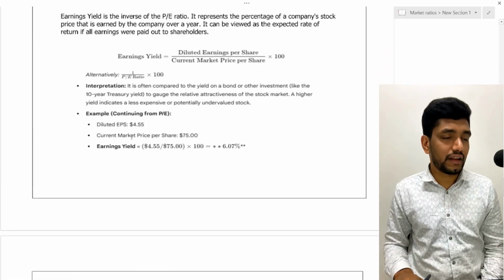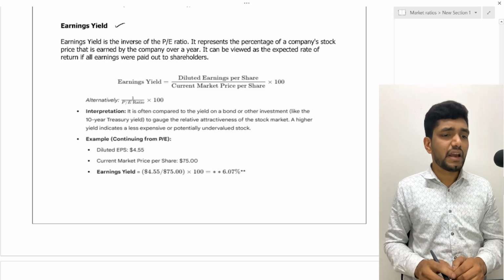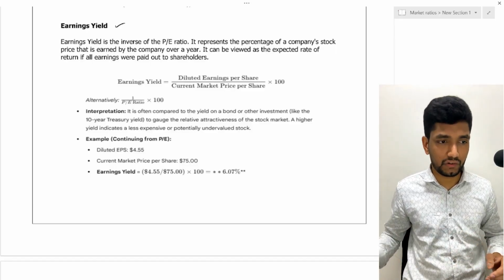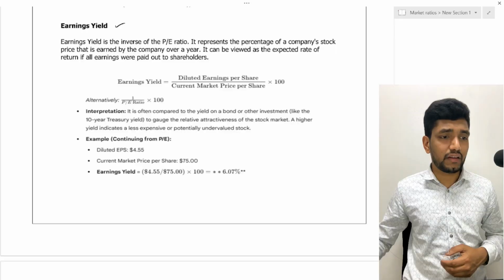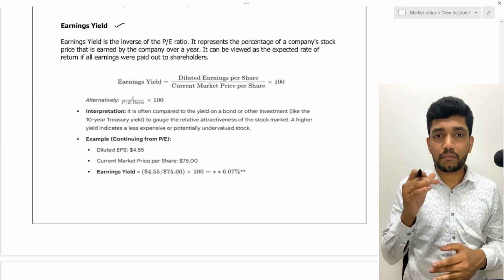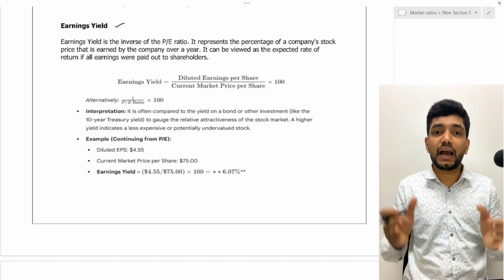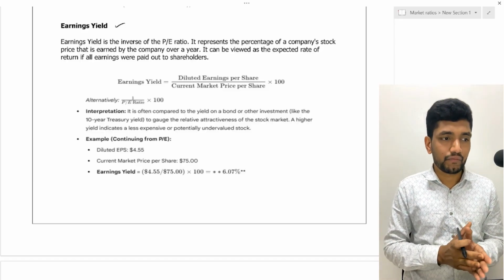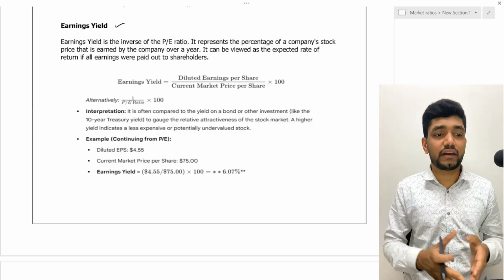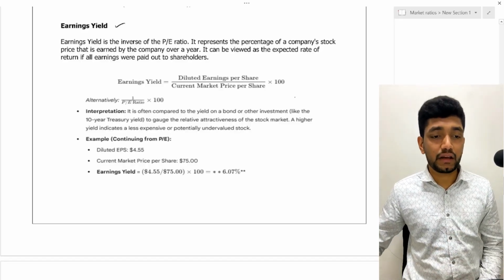Let's move to the next concept, that is earnings yield. It is almost similar to the P/E ratio, or rather it is the inverse of the P/E ratio. The P/E ratio considers how many times the company's earnings investors are willing to pay as the share price. The earnings yield is the same thing, but it is expressed as a percentage. So that means it is comparing earnings per share.